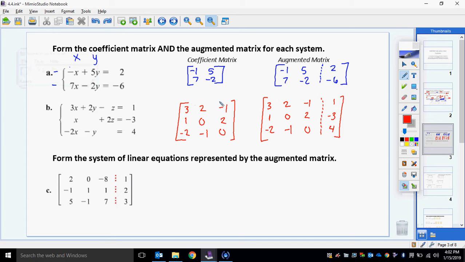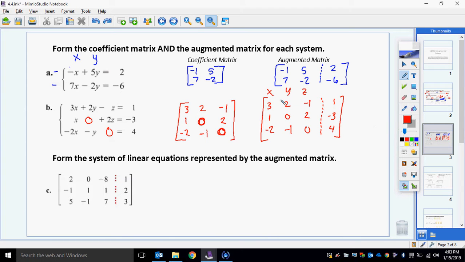Okay, check your answer with mine. On the coefficient matrix, make sure you have a 0 for the y value in the middle row and a 0 for the z value in the third row. And on the augmented matrix, make sure you have the dotted line represent the equal sign. Otherwise, it's like you have an x, a y, a z, and then maybe another variable like w. But it's not a variable there. That's a constant. That's a number. So make sure you have the dotted line, and then 1, -3, and 4.